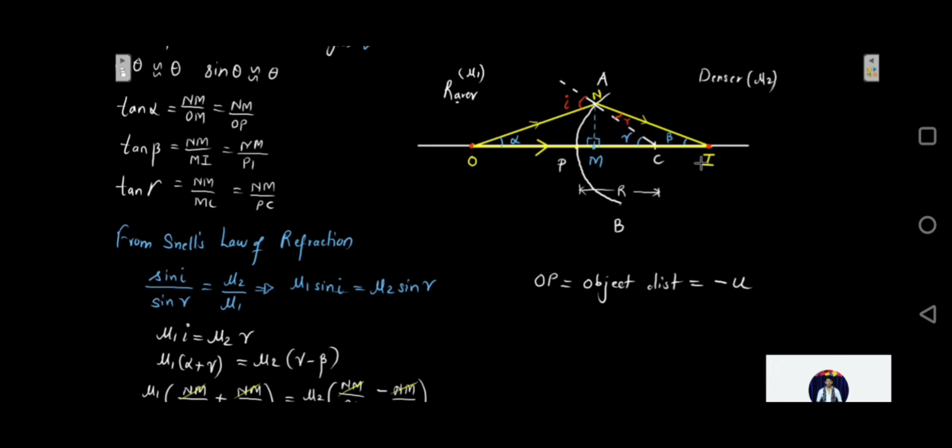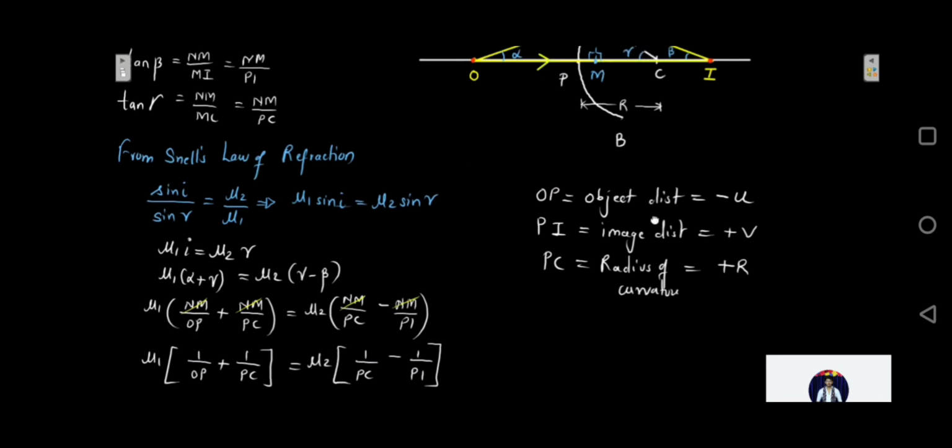If you see PI is the image distance. Okay, and we are going in the direction of the incident ray because we'll be starting from the optical center. So it is going to be positive V. And for the radius of curvature, that is PC, that is the radius of curvature. Okay, we are going in the direction of the incident ray. So it is again going to be positive R. Let's make this substitution according to the sign convention. OP as minus U, PI as plus V and PC as R, and let us see what we get.